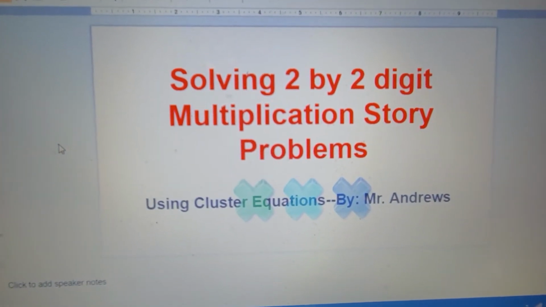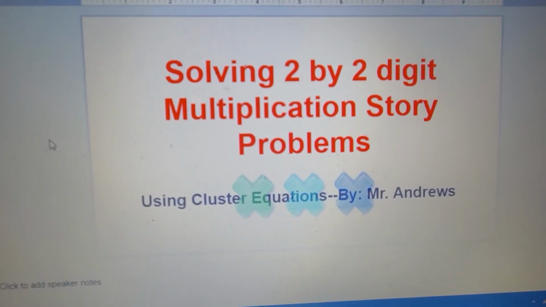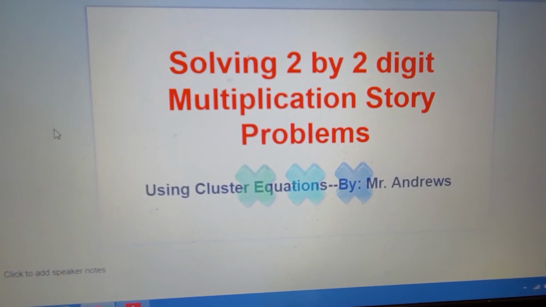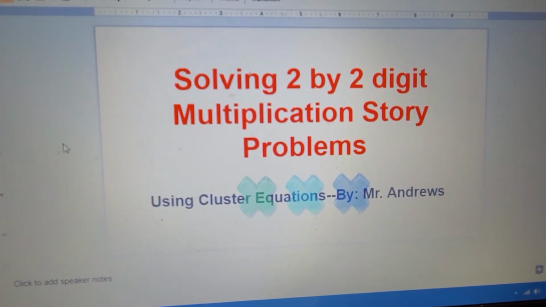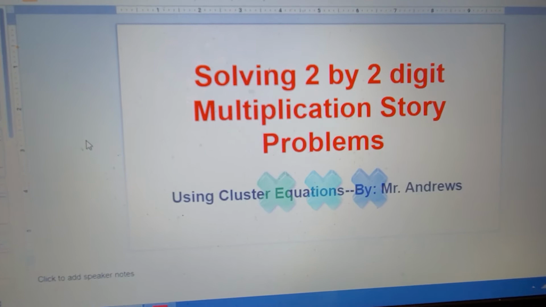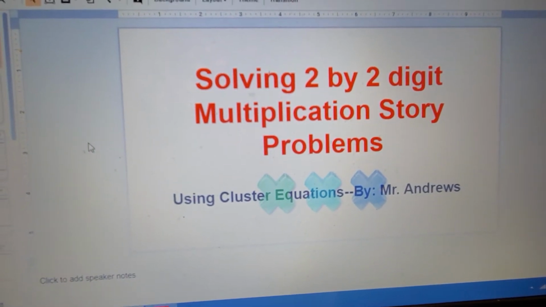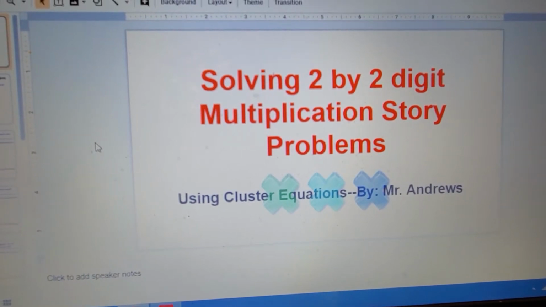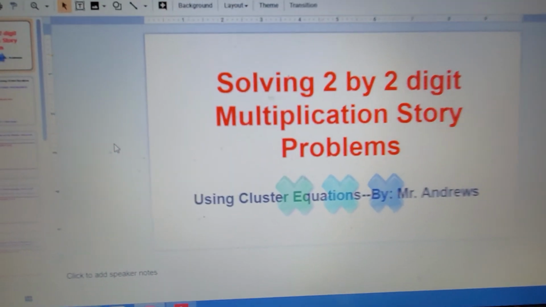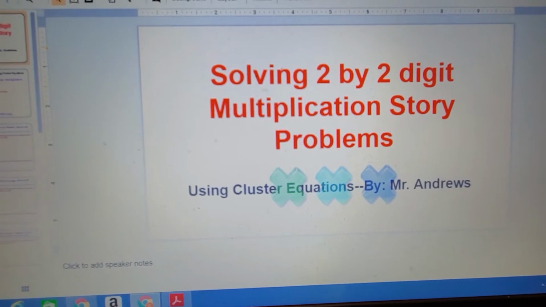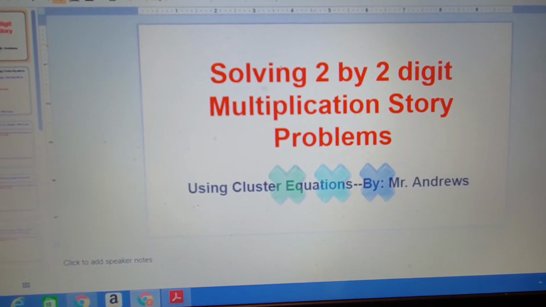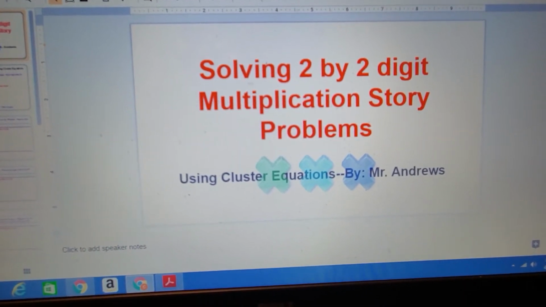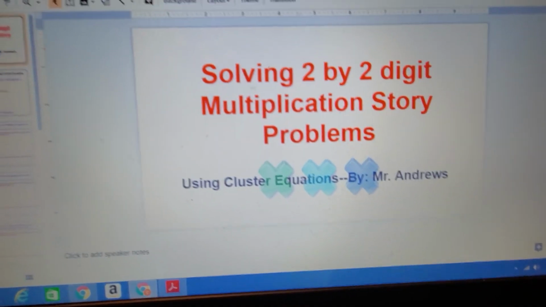So we're going to finish this week with solving two digit multiplication story problems using cluster equations. And in the last video I did for math, we talked about creating clusters. So this one is similar, and we'll look at a helper page so you get an idea of what will be expected of you. And remember that you're thinking about the factors in place value, using place value to help you split the numbers, and we'll talk more about that.